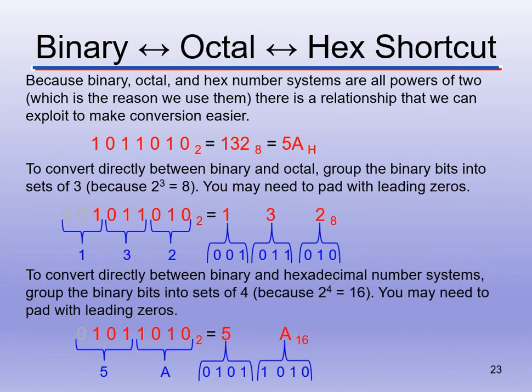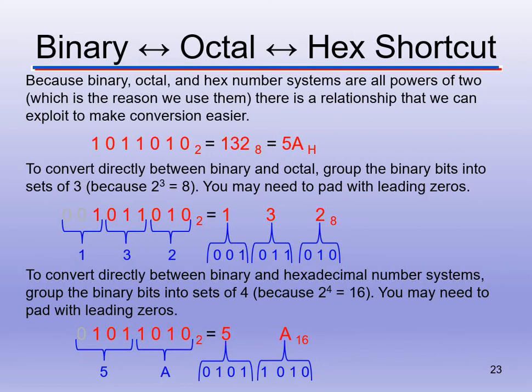Now there is a shortcut if we understand octal is really 2 to the 3rd, which is 8. So we can chunk our binary groups in chunks of 3. When we do that, we can convert them to octal. So let's start with this binary number that we just calculated, which is 10111010. That's a binary number.